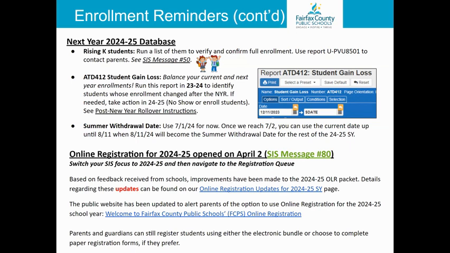Online registration. As many of you are aware, online registration for 24-25 opened up April 2nd. We put out SIS message number 80 about this. If you need to see any pending registrations, change your focus to 24-25 and then navigate to that registration queue. Unfortunately, if an OLR came into 23-24, there is no way to transfer it to 24-25. We've gotten a lot of questions about that so far. Please review SIS message 80, which has more details about OLR for next school year.